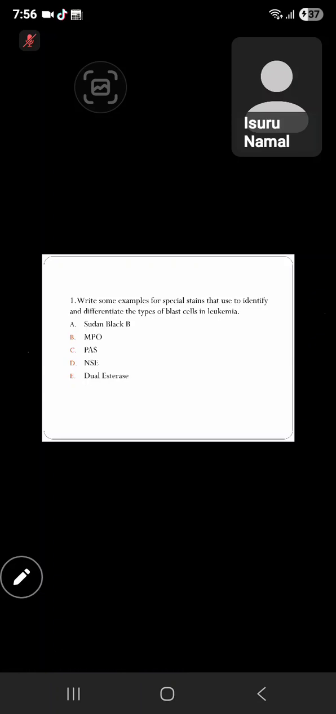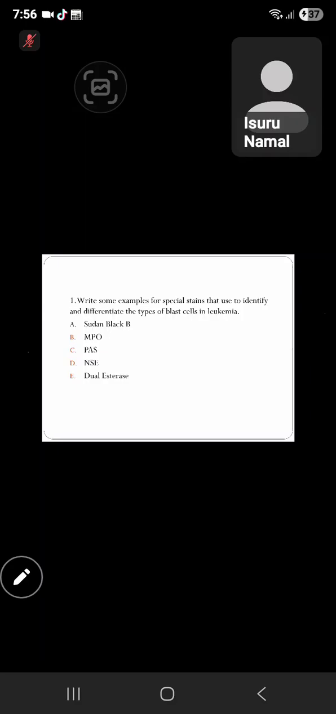Your PAS stain will become positive for the lymphoblast, and the lymphoblast cytoplasm will show some magenta color blocks in this staining technique, right? If your blast shows block positivity, that says PAS is positive. PAS positive means that the smear has lymphoblast, right?